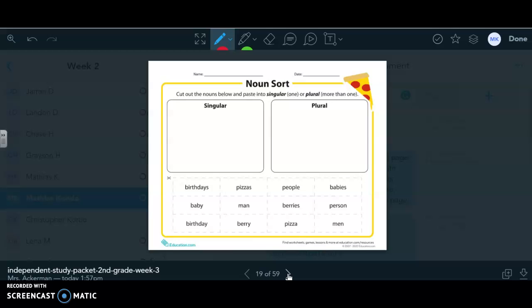And then for grammar, this is a noun sort. All you're doing is I want you to just write in these words where they go. So birthdays, is that singular or is that plural? Pizza, singular or plural? People, singular or plural? Baby, is that singular or plural? You're just writing in the sentence. You can type it if you would like, okay? Write or type. Make sure it's neat. Thank you. That's all for that one.